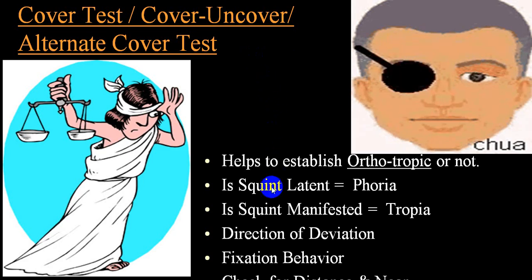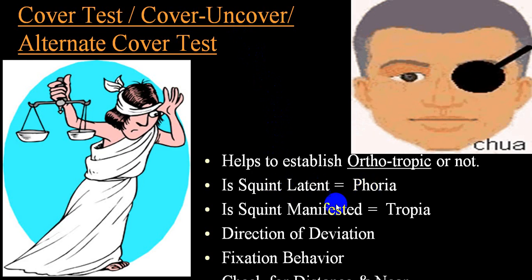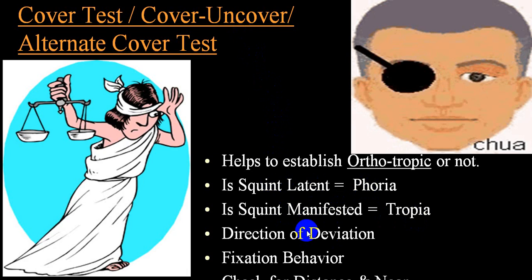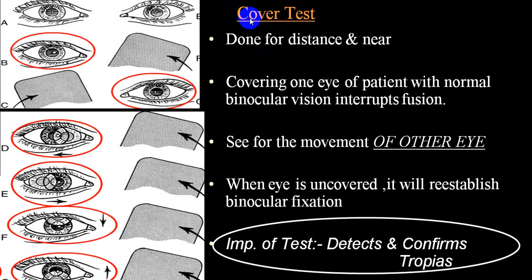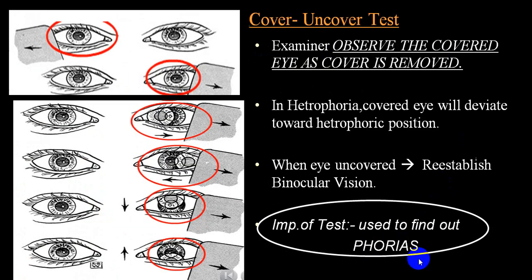So you will have to find out: is the squint latent? Then you label that as a phoria. If the squint is manifest, it is tropia, then the direction of deviation, etc. you try to identify. By doing the cover uncover test, you will be able to differentiate and identify some of the latent squint. So do that particular test. That is to detect and confirm tropias and phorias. Phoria, cover uncover test.